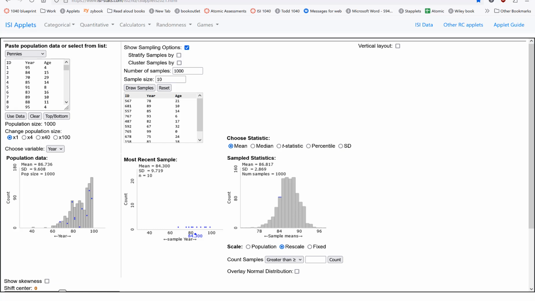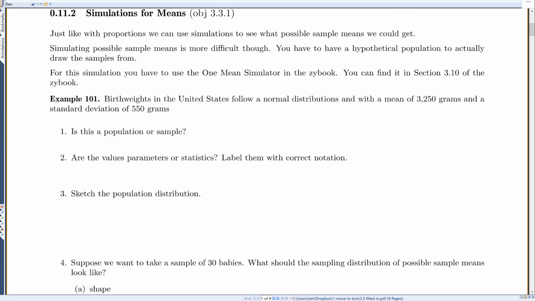But this one, we actually had this population data. Most of the time, we only have sample data and we don't have population data. For proportions, it doesn't really matter because it's either a yes or a no, and you know the percentage. For quantitative data, it's completely different. It has to have some kind of population to actually draw samples from. So if we only have sample data, we make a hypothetical or pretend population. We can do this using the one mean simulator in the zyBook in section 3.10.